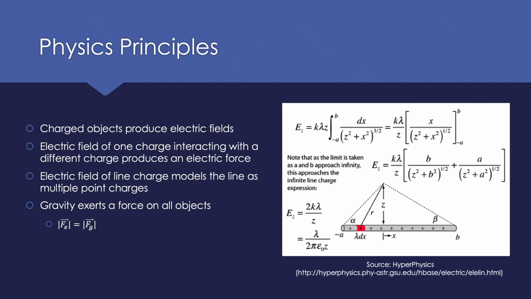It is also important to remember that gravity exerts a force on all objects. The electric force from tape A is counteracting the force of gravity on tape B, causing tape B to float.